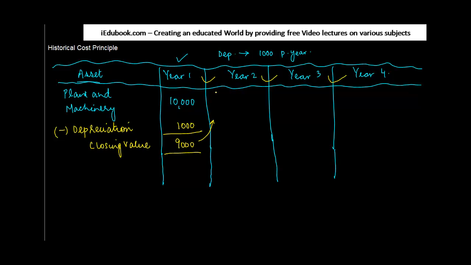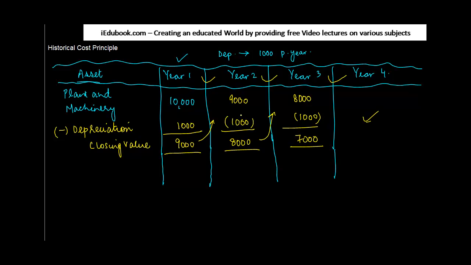This closing value basically becomes my opening value for the next year. Again, I provide depreciation. The value comes down to 8,000. This closing value again becomes the opening value, and so on. Again, I charge a depreciation of 1,000, 7,000. I'm not getting into year 4 right now.